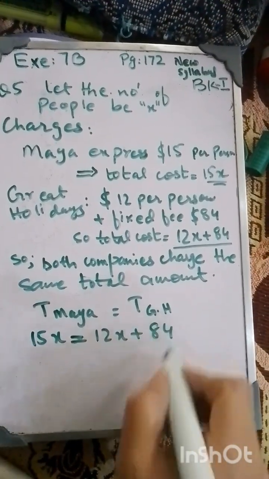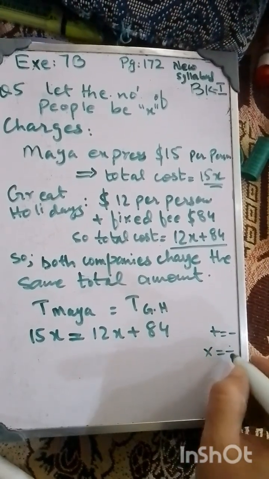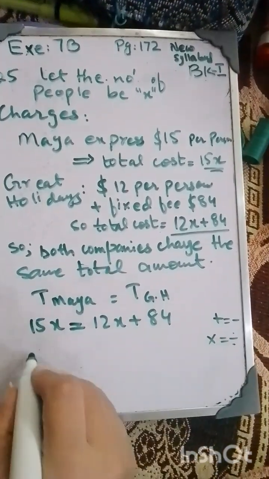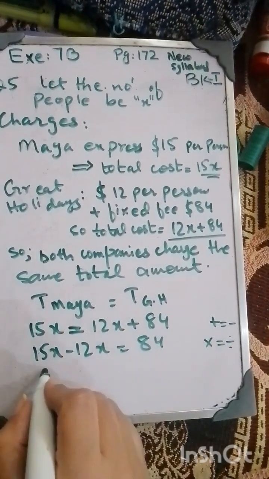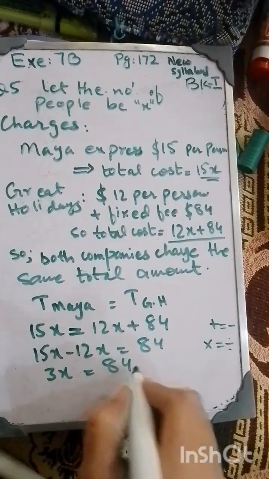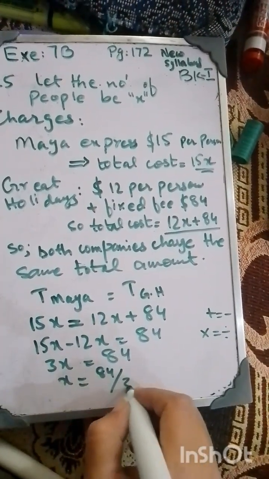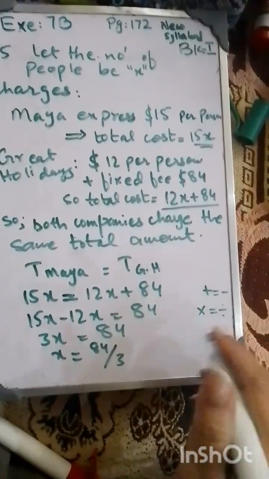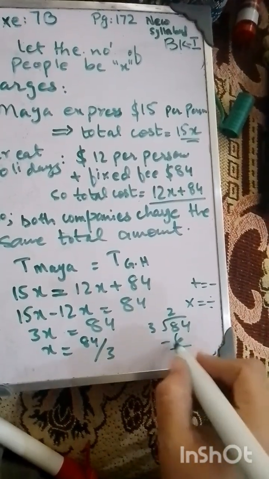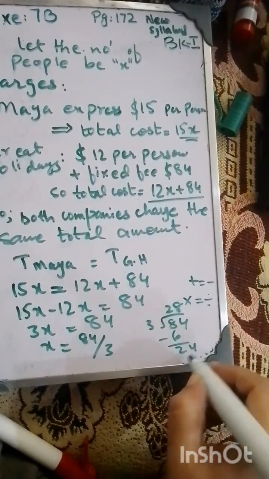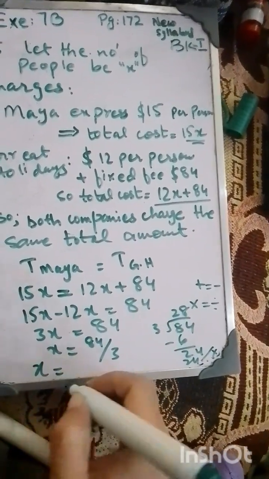This is the information I have extracted from the question, and gathering the knowns and the unknowns from the previous format. 15x minus 12x equals 84. So it will be 3x equals 84. Now 3 is going to divide the 84. So the answer will be 84 divided by 3. 3 8s are 24. So it is 28. So the first answer is 28.